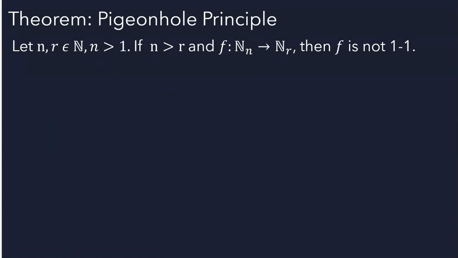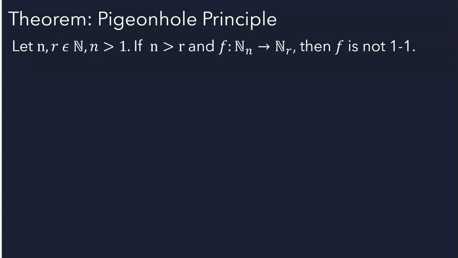Next up is the pigeonhole principle. The idea behind the pigeonhole principle is, suppose you have 5 things, but only 4 boxes, and everything has to go in some box, then some box has to have at least 2 things in it. That's another way of stating this.